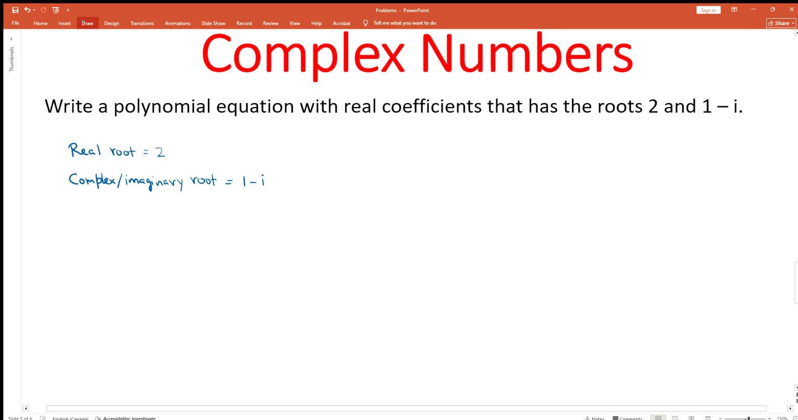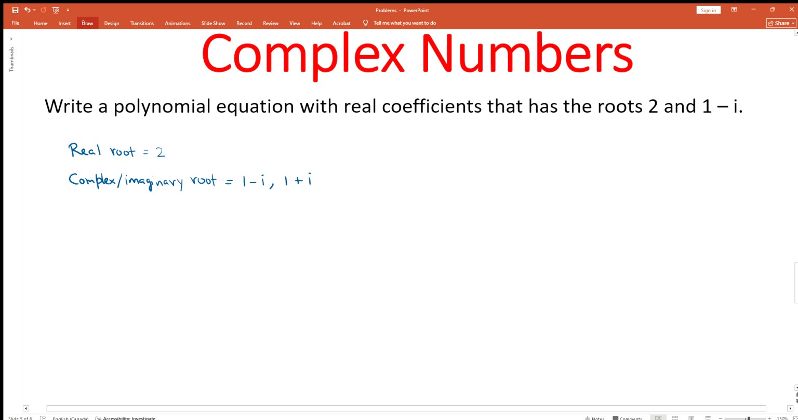As you may know, in a polynomial with real coefficients, complex roots always exist in conjugate pairs. A complex conjugate of a complex number is an expression that has the same real and imaginary parts but opposite sign between the real and imaginary parts. The given complex root is 1 minus i. So the conjugate root for this given complex root is 1 plus i.